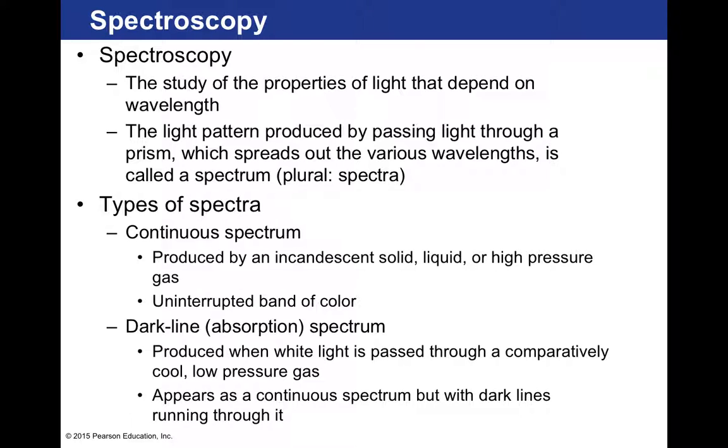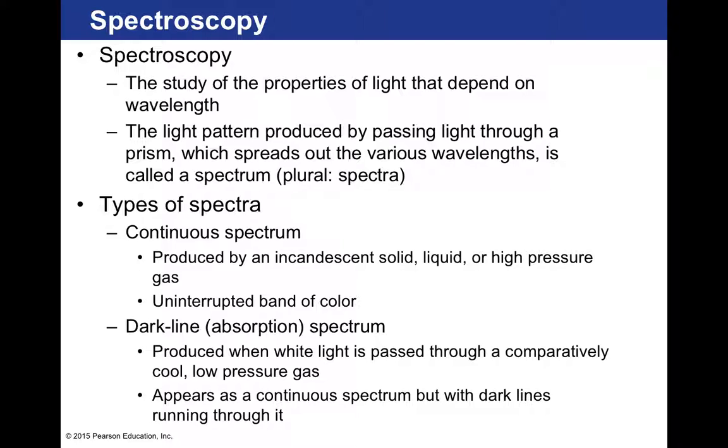All right, spectroscopy is the study of the properties of light that depend on wavelength. So this is when we're modeling light as a wave. So the light pattern produced by passing light through a prism or something else that could split the light is called a spectrum. I'm going to actually have a demonstration showing you a modern computer spectrometer that will actually use something called a diffraction grating to split the light, and you'll actually be able to figure out what different sources are producing what color. So I'll be showing you a demo. That'll be the final video for this chapter.